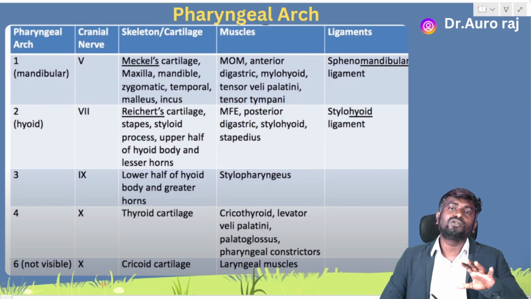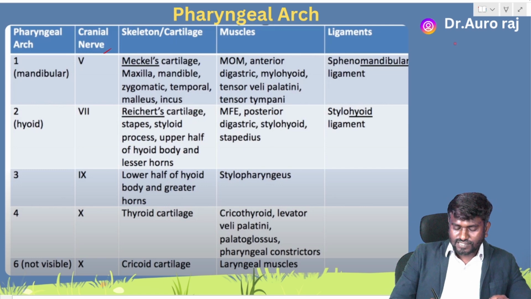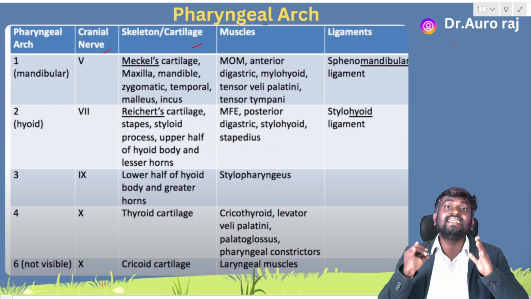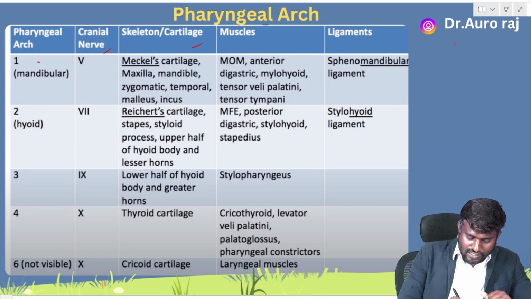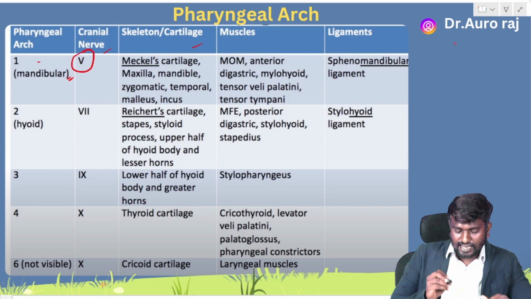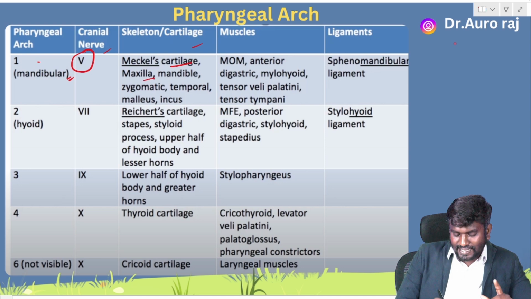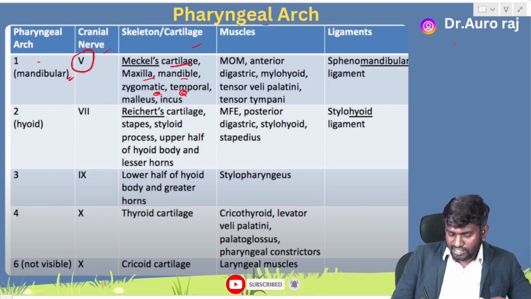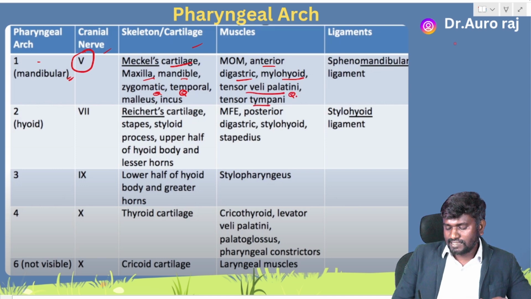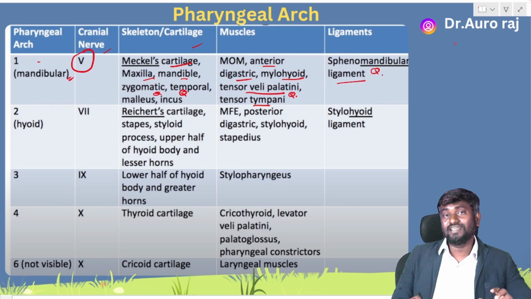As it is also important to know the nerve supplies, skeleton, cartilage and muscles, let's study it in depth. Now remember, the first arch is supplied by the fifth nerve, trigeminal nerve, which is going to be the mandibular nerve, and it is going to give rise to the Meckel's cartilage, maxilla, mandible, zygomatic and also malleus and incus. These have been commonly asked. What are the muscles? Namely, anterior digastric, mylohyoid, tensor veli palatini and tensor tympani. These are the muscle supply, and the ligament is going to be the sphenomandibular ligament.